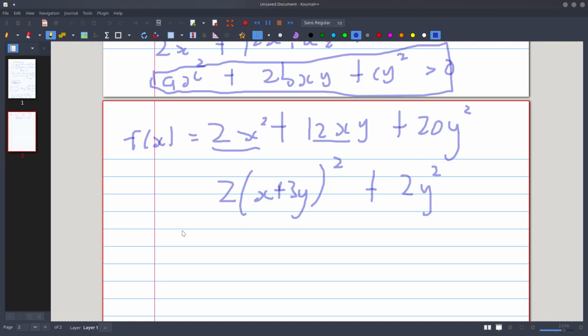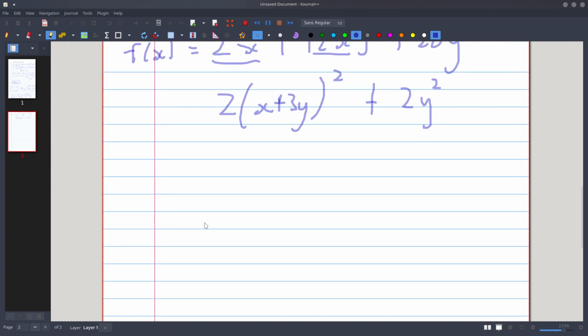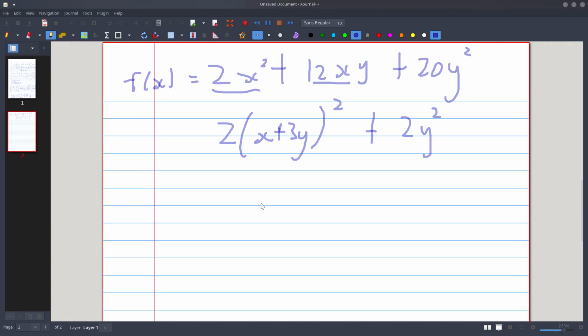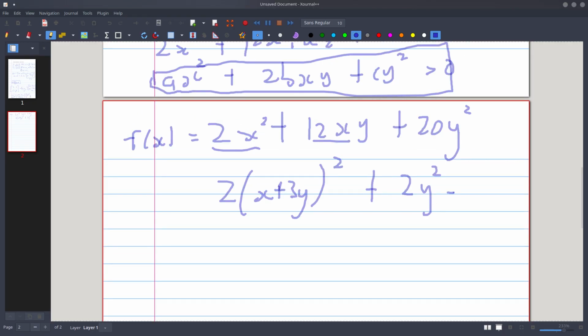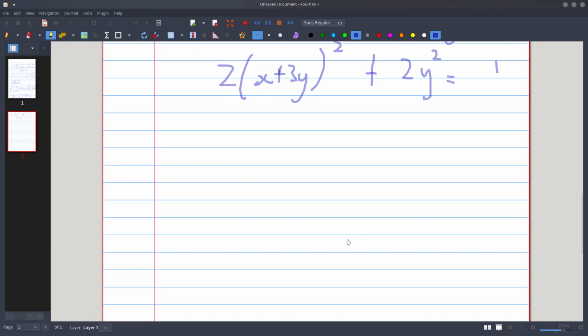But what does that even mean? I need to show you the principal axis theorem straight away. Let's look at this problem. If we took a cross section, so set this equal to 1, what is this going to look like?